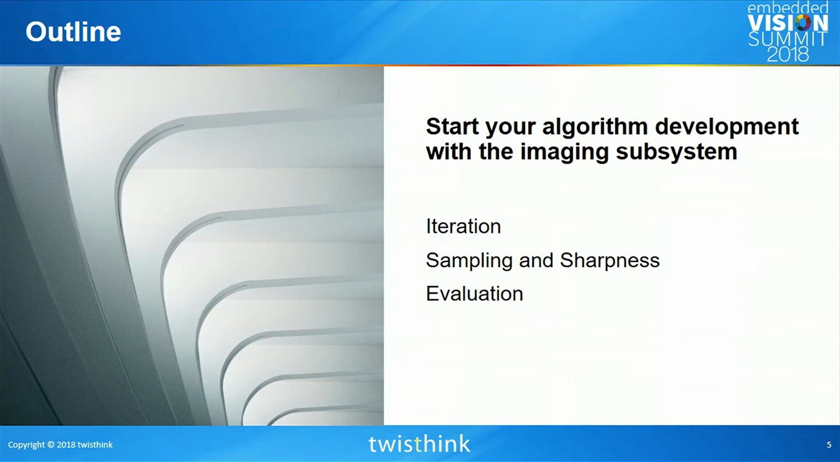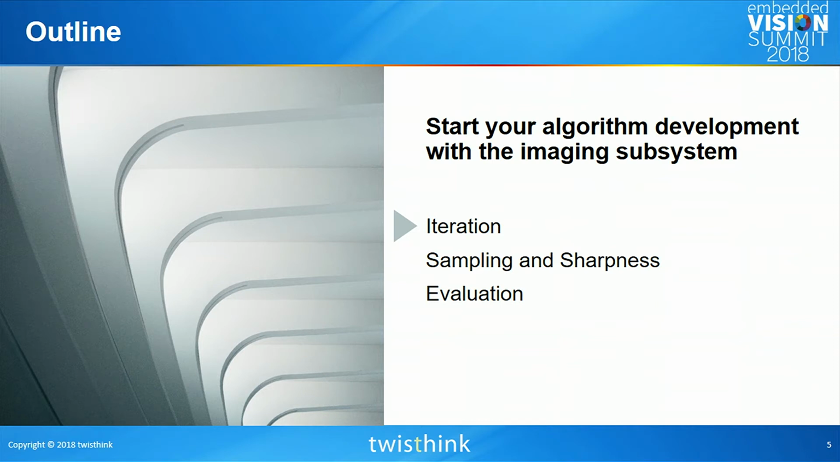And I'm excited to talk to you about 3 practical techniques that you can use to increase your effectiveness at doing this and be successful at it. They are iteration, sampling and sharpness, and evaluation. When you start your algorithm development with the imaging subsystem, just remember iteration, sampling and sharpness, and evaluation. I'm going to start with iteration.